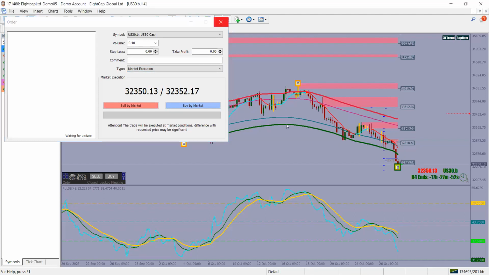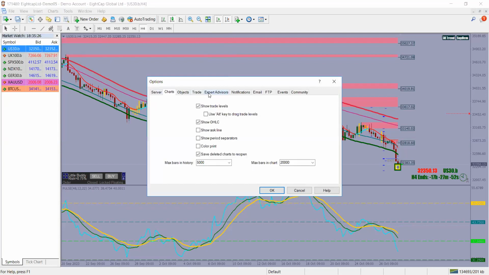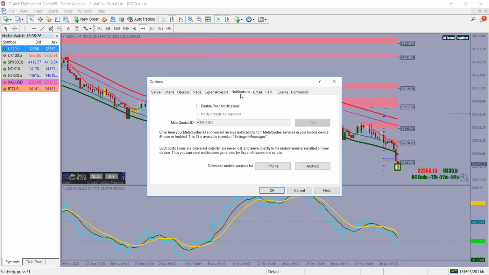All right, so how to set up the alerts. I believe the alerts here on your MT4, you would go into your tools. Then you would go to options. Then it's going to bring up a whole bunch of options here. But you'd want to go to your notifications, and then you'd want to click here, enable push notifications, and you can toggle what your preferences are if you want to be notified of trade transactions. And then they have your MetaQuotes ID. Here they give you the information on how you would enter it or set it up.